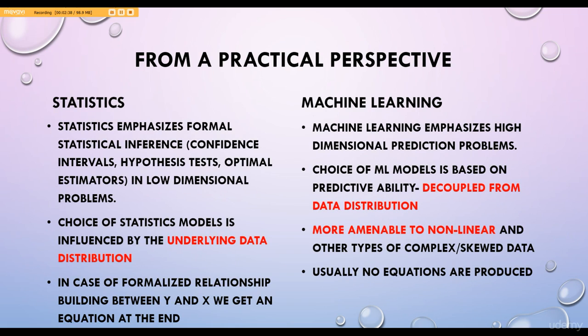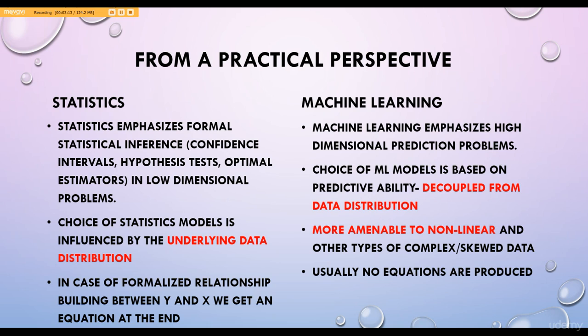So from a practical perspective, statistics emphasizes formal statistical inference, things like confidence intervals and hypothesis tests in low-dimensional problems, and machine learning emphasizes prediction and high-dimensional prediction problems. One of the key things that works for me when I have to decide between statistical models and machine learning, and that may well work for you as well, irrespective of your domain, is that the choice of statistical models is influenced by the underlying data distribution.